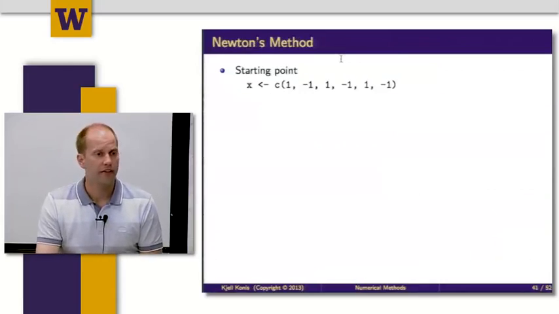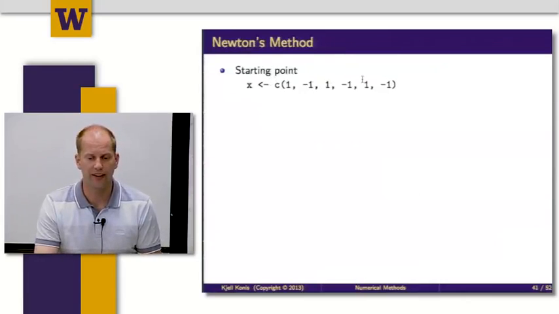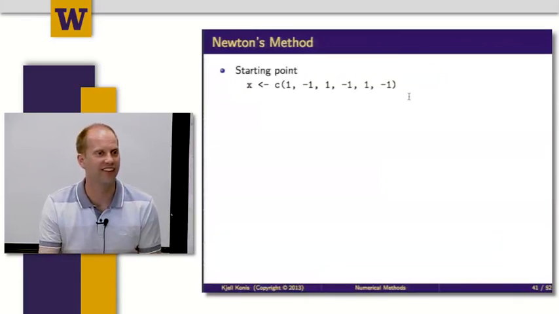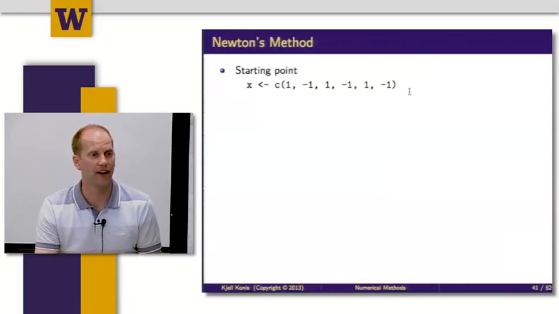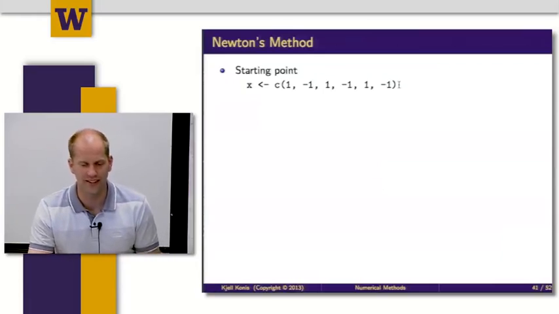And so if I want to use Newton's method, I need a starting point. So I'm going to choose for my starting point 1, negative 1, 1, negative 1, 1, negative 1. Again, no particularly good reason for why I chose this. I actually stole this from the textbook, and this is the starting point he used.